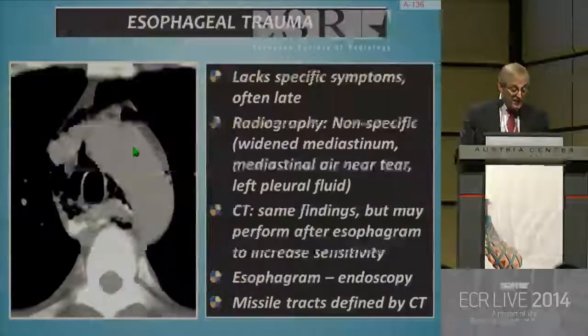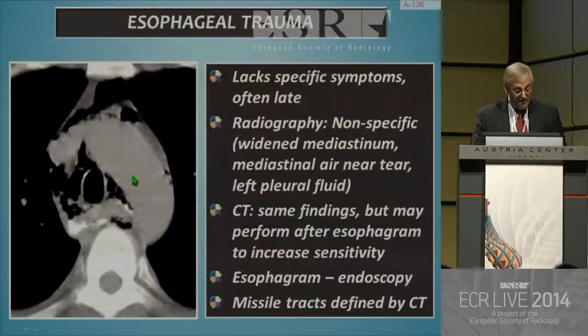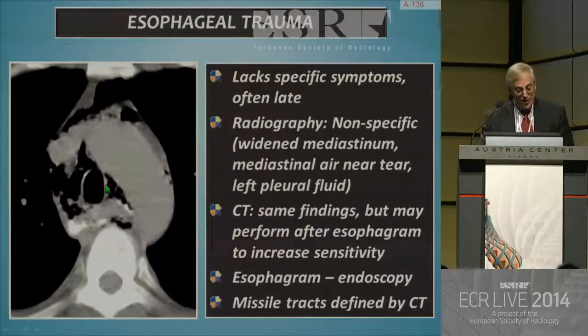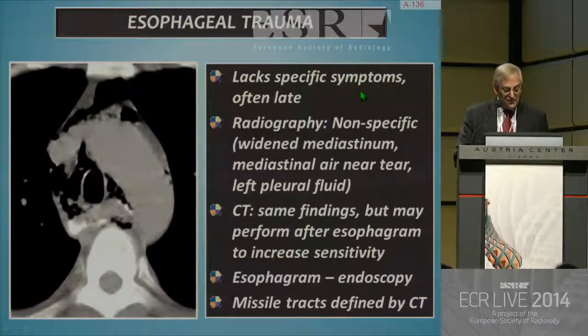Here's a patient who actually does have the injury, a combination of airway injury and esophageal injury. Anytime you have a tracheal injury, think about the esophagus. Anytime you have an esophageal injury, consider the trachea. They're very close together, and a high degree of energy that injures one can certainly injure the other, as well as the aorta. So clinically, there's very few specific symptoms.